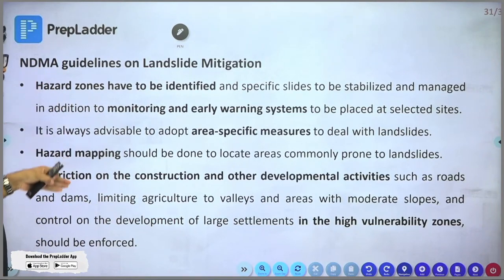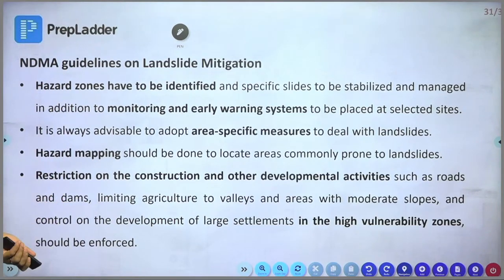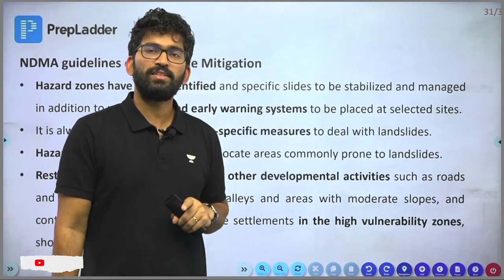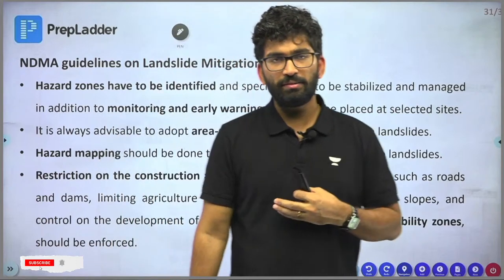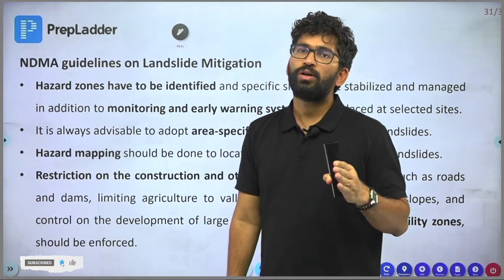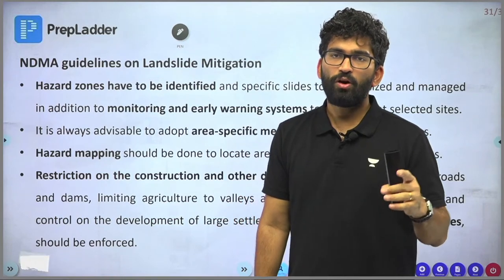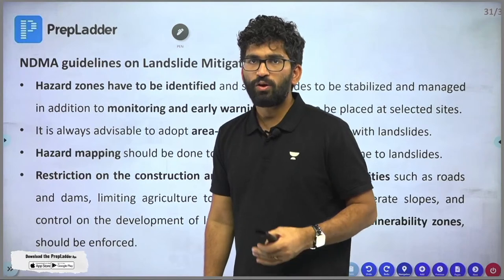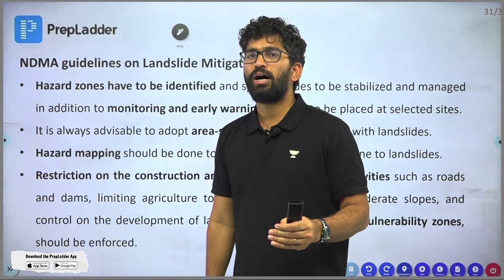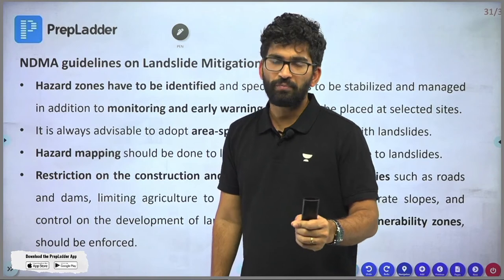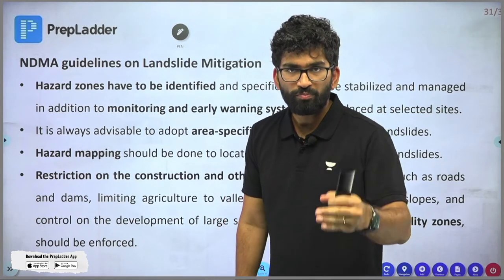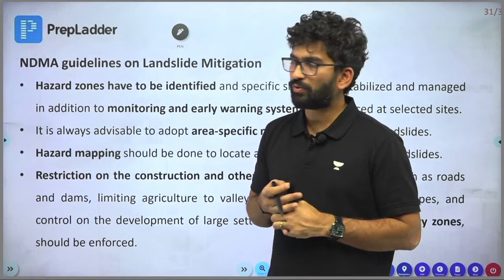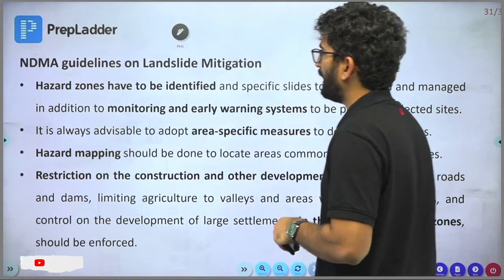Now there are certain NDMA guidelines such as monitoring and early warning systems. Controlled blasting is also one of the methods suggested by NDMA. First of all, we need a zonation map of the vulnerable areas. Once we know it, we go over there and understand how we can perform controlled blasting. Controlled blasting will remove the sediments which can cause landslides on a large scale. So that is one solution suggested by the NDMA.